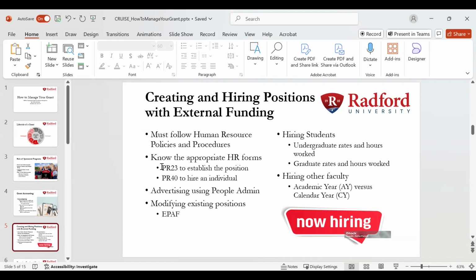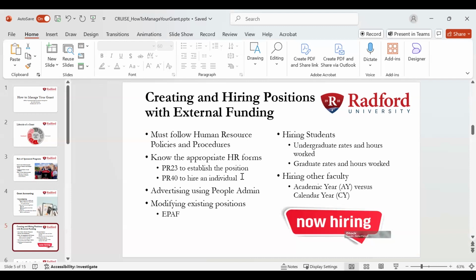Many of you know this, but a lot of times we're here to assist you and coach you up on the two different types of forms, and there could be multiple forms as well. I just picked these two forms because that's mostly what we deal with in sponsor programs as we help departments hire people on grants, and that's completing the PR 23 and the PR 40.